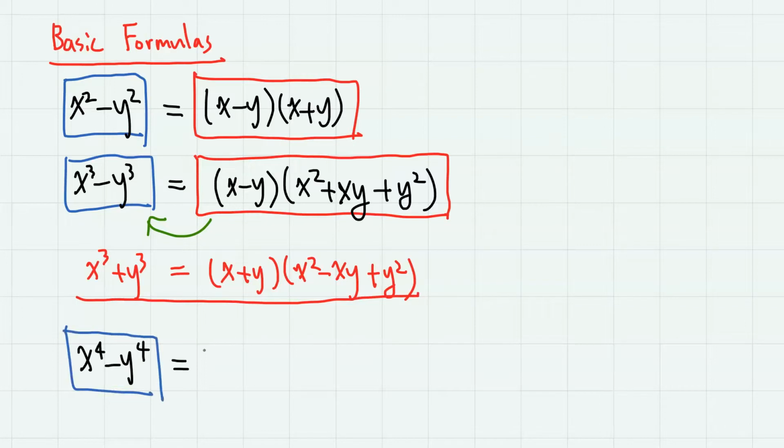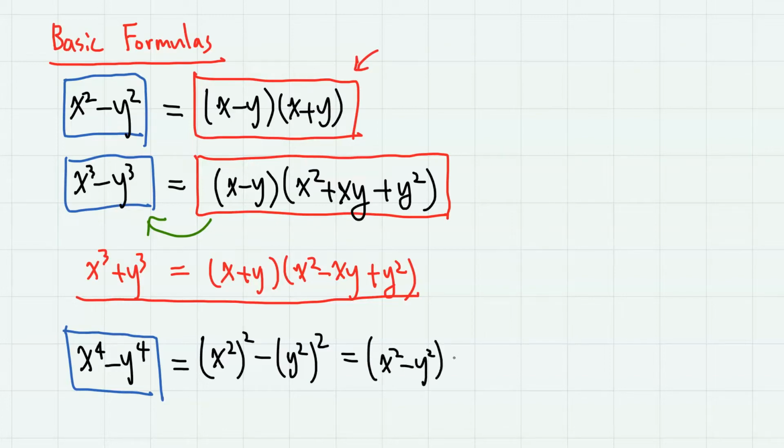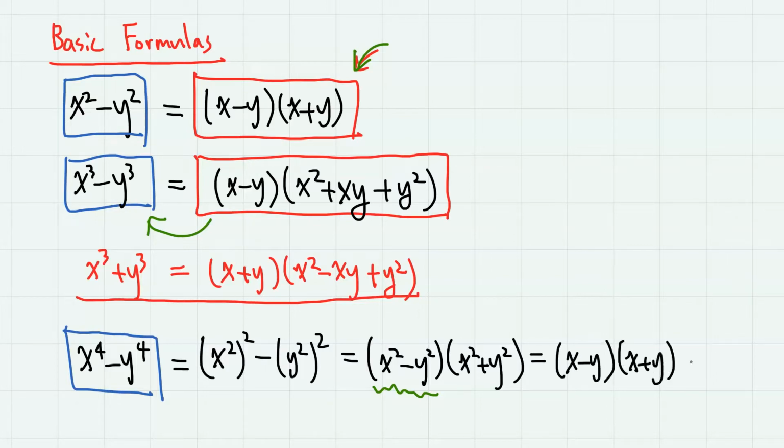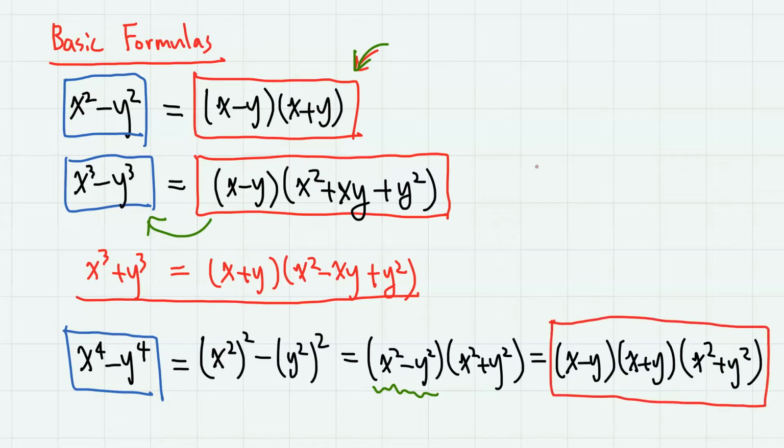Okay, now x to the power of 4 minus y to the power of 4. So x to the power of 4 is simply the square of x squared, and y to the power of 4 is the square of y squared. So we can use this formula to obtain x squared minus y squared times x squared plus y squared. And we can further factorize x squared minus y squared by this formula. So we have x minus y, x plus y, and x squared plus y squared. So this is the answer.